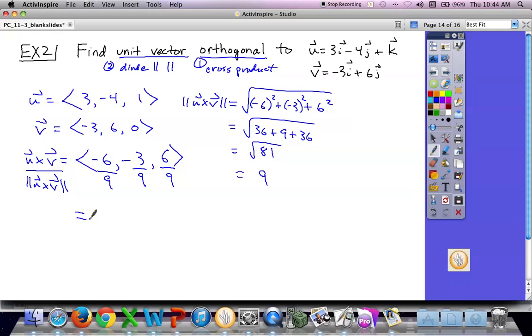And as you could imagine, we'd probably simplify that. Negative 6 over 9, negative 2/3. Negative 3 over 9, negative 1/3. 6 over 9, 2/3. Done.